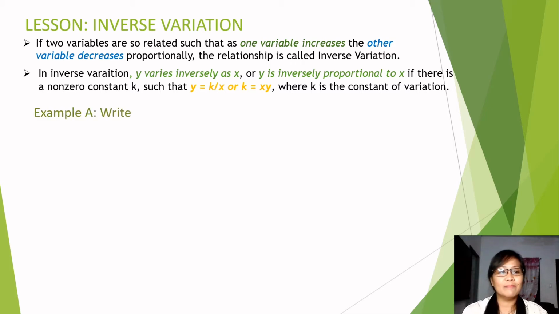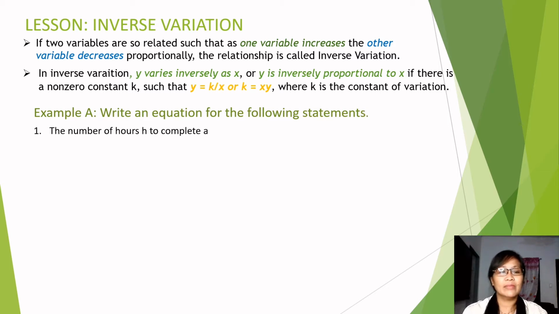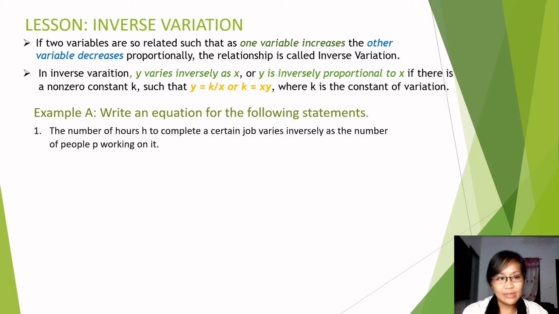For example, A, write an equation for the following statements. Example number 1, the number of hours H to complete a certain job varies inversely as the number of people P working on it. So, paano natin ito gagawa ng equation? So, the number of hours, so H tayo is equal to inversely, then K all over P. Therefore, we have H is equal to K over P.